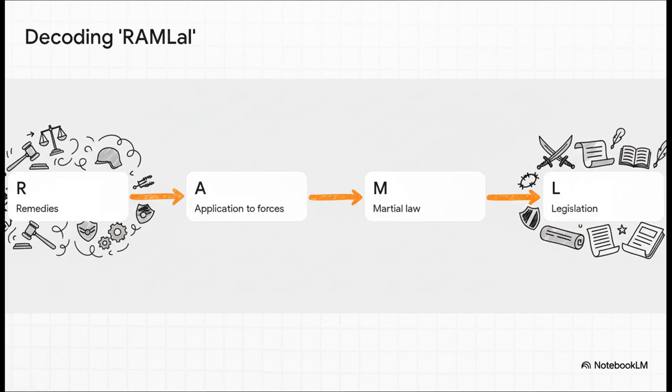R is for remedies, which is the heart of Article 32. A is for the application of these rights to armed forces, that's Article 33. M is for the restrictions that can happen during martial law, Article 34. And the final L is for the legislation needed to put all these rights into effect, which is Article 35.